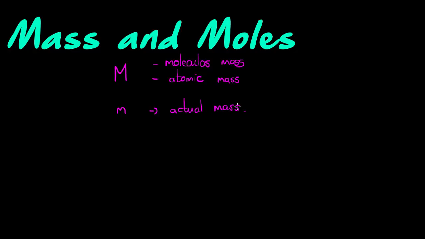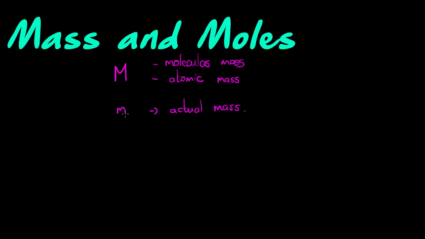Okay, so just to recap quickly, in the last lesson we looked at molecular mass, and that is going to be the capital M. So this can either be molecular mass or it can be atomic mass. Atomic mass is if I'm working with a single element that is just an atom in its substance, or molecular mass is if I'm working with a compound like H2O. Then lowercase m will just represent the actual mass that I'm working with.